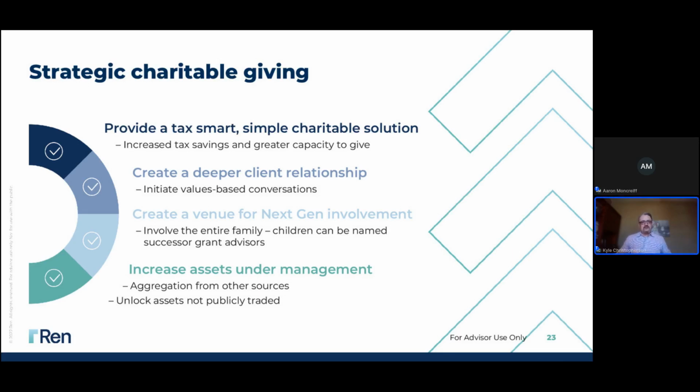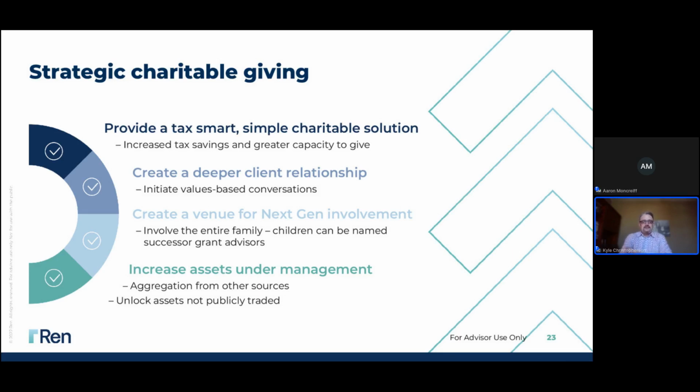So we talked about this. What is strategic charitable giving? What are the benefits that it can provide for you as the financial advisor with your client? Again, providing a tax-smart, simple charitable solution, increasing tax savings, increasing the opportunity to give more assets to charity. It deepens the relationship you have with your client. And we talked about this briefly, but creating a venue for the next gen, being able to create that connection with the children, so that when those assets pass from the parents to the children, you can stay with the family and remain the family's trusted financial advisor, not just the parents' financial advisor.